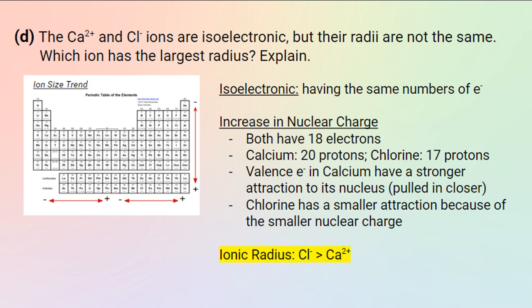Part D, the Ca2+ and Cl- ions are isoelectronic, which means they have the same number of electrons, but their radii are not the same. Which ion has the larger radius? Explain. So Cl- is going to have a larger ionic radius than Ca2+ because there is an increase in nuclear charge.